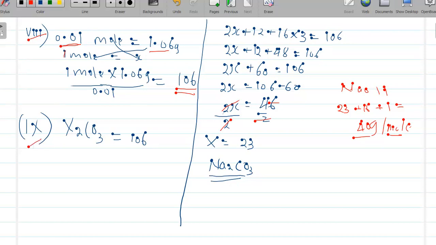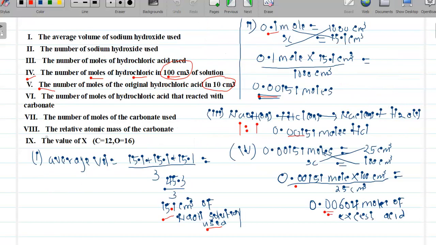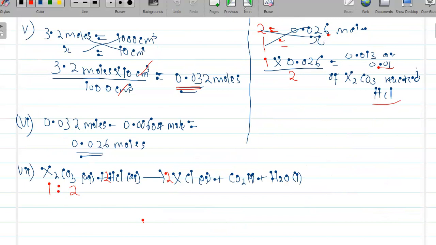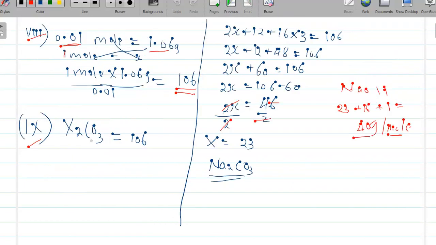What is question 9 asking? Question 9 is asking the value of X. To get the value of X, this is what you do. You take the RFM that you obtained, then you keep the compound X2 carbonate. The value that you are looking for, if it has the letter X, then you make it a coefficient. If it has a number, you make the number the coefficient. Then this 2, we bring it in front.